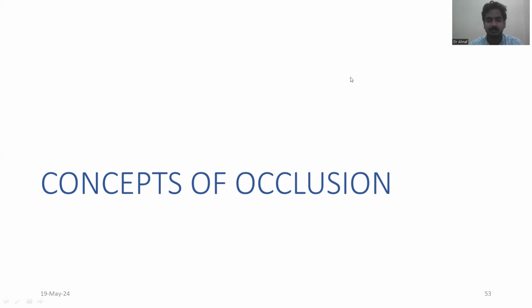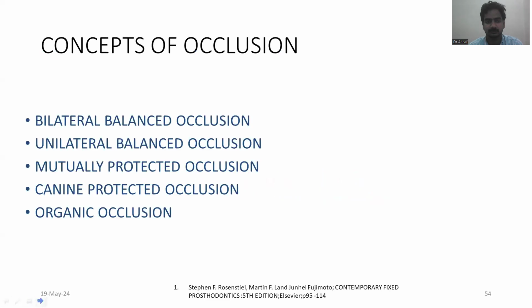Hi all. Today we are talking about concepts of occlusion. So in concepts of occlusion, mainly we have bilateral balanced occlusion, unilateral balanced occlusion, mutually protected occlusion, canine protected occlusion, and organic occlusion.